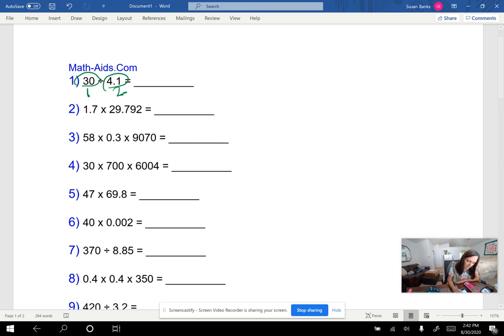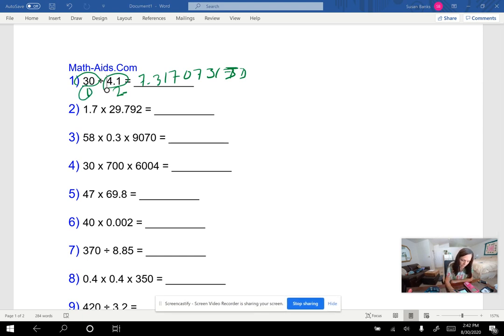So when I look at my calculator, it gives me 7.317073171, right? Way longer than I can really do. I can only really use 1 digit. So I'm going to look at that 7. I'm going to look next door to that 3. That 3 tells me to round down. So what I can really do is just report 7. That's it.